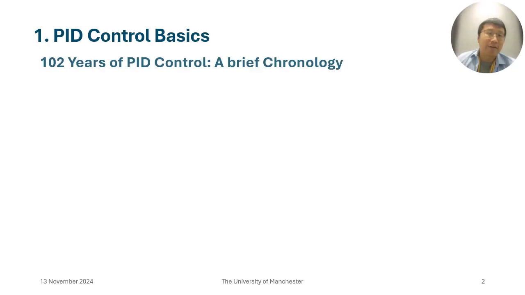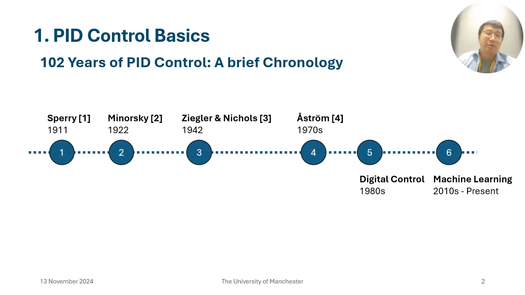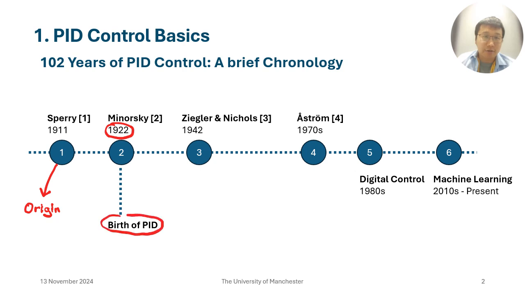So let's take a quick look at the history of PID control, which has evolved over the past 100 years. The earliest application of feedback control was in 1911 by Elmer Sperry, who used a proportional control method to stabilize a ship steering system. This basically laid the foundation for feedback control principles. Then in 1922, Nicolas Minorsky, a Russian-American scientist, formally developed the concept of PID control. That was the birth of PID, which means three components: proportional, integral, and derivative.